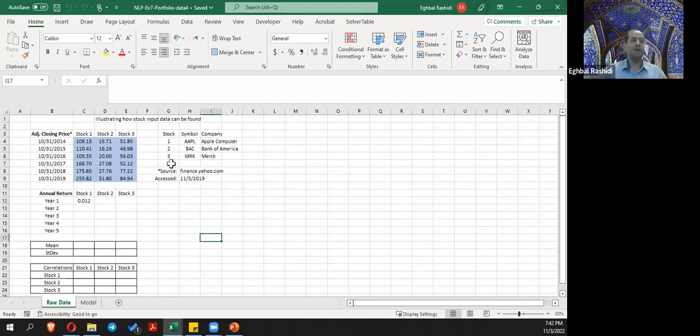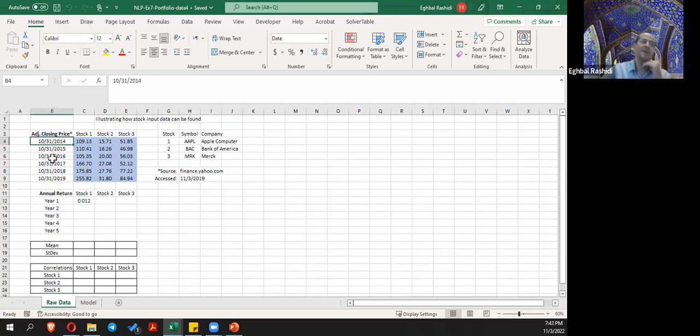You have three stocks. You have stocks for Apple, for Bank of America, and for Merck. Stock one, stock two, stock three. Stock one is Apple, stock two is Bank of America, stock three is Merck. And these are the historical data. They're actually not the rate of return. They are actually the price, the price for a specific date on a specific year.